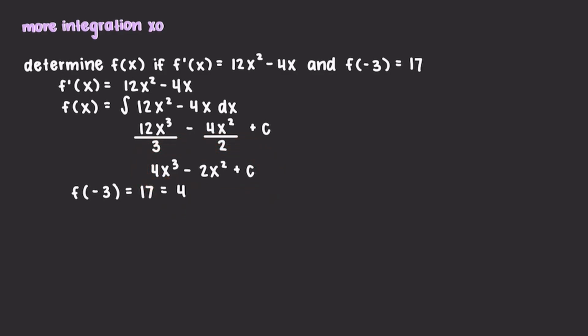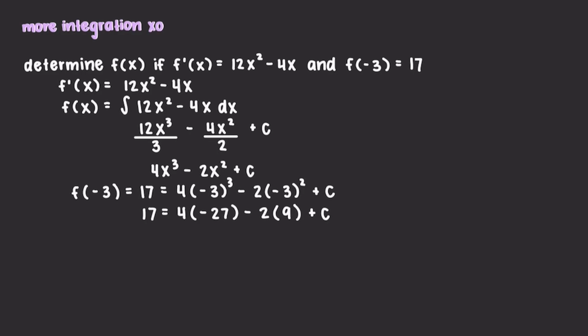So if we plug in negative 3, it's going to be 4 times negative 3 cubed minus 2 times negative 3 squared plus c. Okay, so if we simplify this out a little bit, that's going to turn into negative 27 minus 2 times 9 plus c. Okay, I plugged this into a calculator because I didn't know what these numbers were, but those are the numbers. So we end up getting that 143 is equal to c.